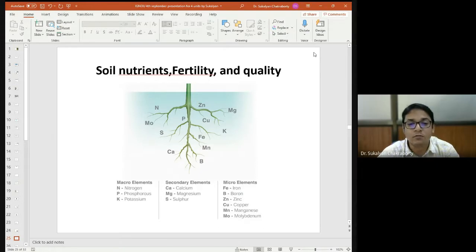Just now we were talking about this only. Soil nutrients, fertility and quality. The quality of the soil depends on its nutrient content. Nutrients are either macronutrients or micronutrients. Nitrogen, phosphorus and potassium are the macro elements required for plant growth. Micro elements are iron, boron, zinc and copper. Secondary elements, calcium, magnesium and sulfur, are also required in smaller quantities. So the soil which has these nutrients in sufficient quantities will of course have high fertility, and plants will grow very well there.